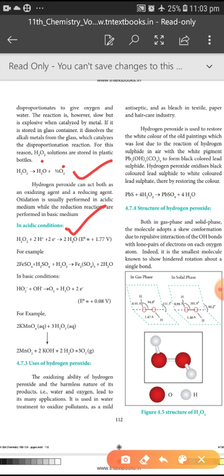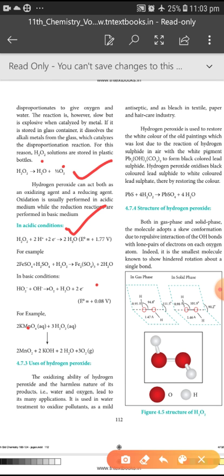In basic medium, HO2 minus plus OH minus gives oxygen, water and electrons. See the example: potassium permanganate, KMnO4, reacts with hydrogen peroxide and is converted into MnO2, manganese dioxide, and potassium hydroxide.